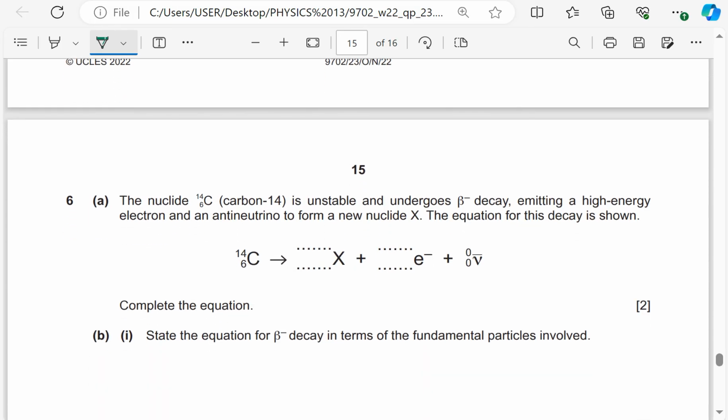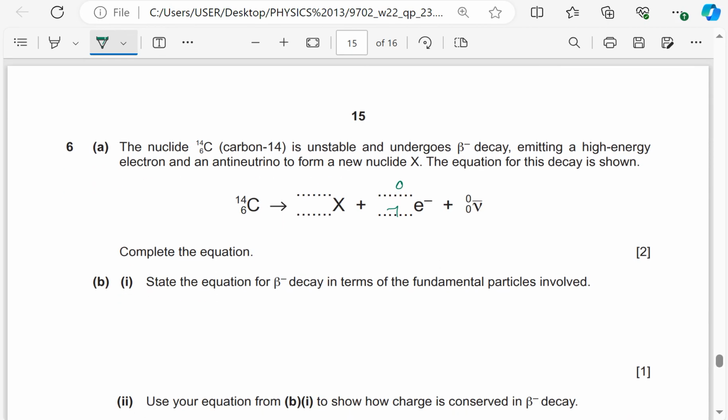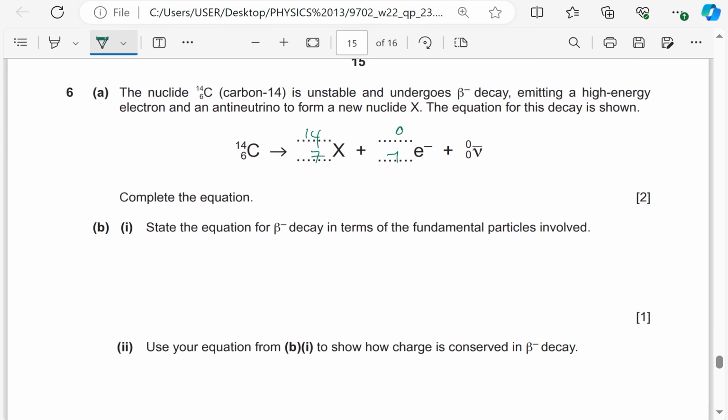The nuclide carbon-14 is unstable and undergoes beta minus decay, emitting a high energy electron and an antineutrino to form a new nuclide X. The equation for this decay is shown. Complete the equation. So this is 0, -1. Of course, we balance. So this should be 7, so that 7 plus -1 is equal to 6. And this remains 14.